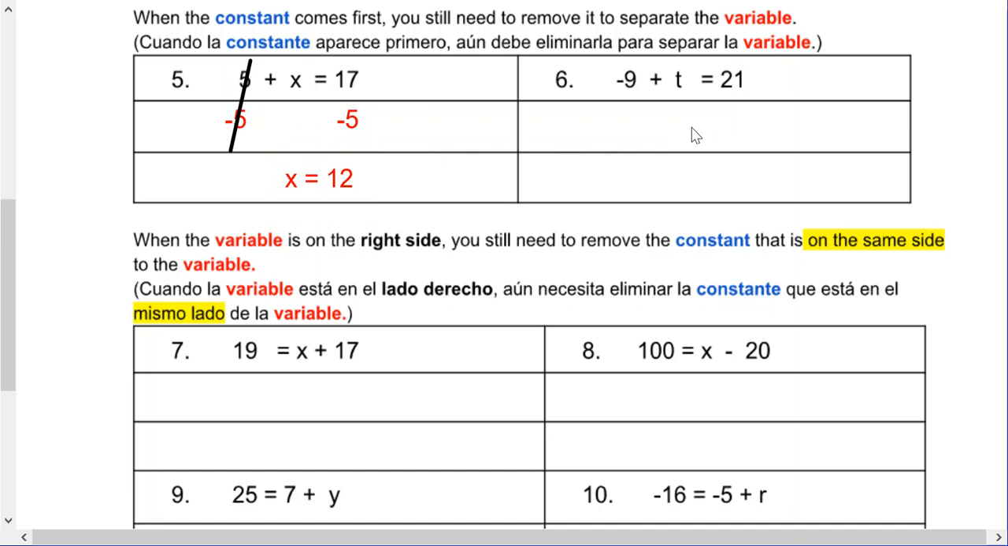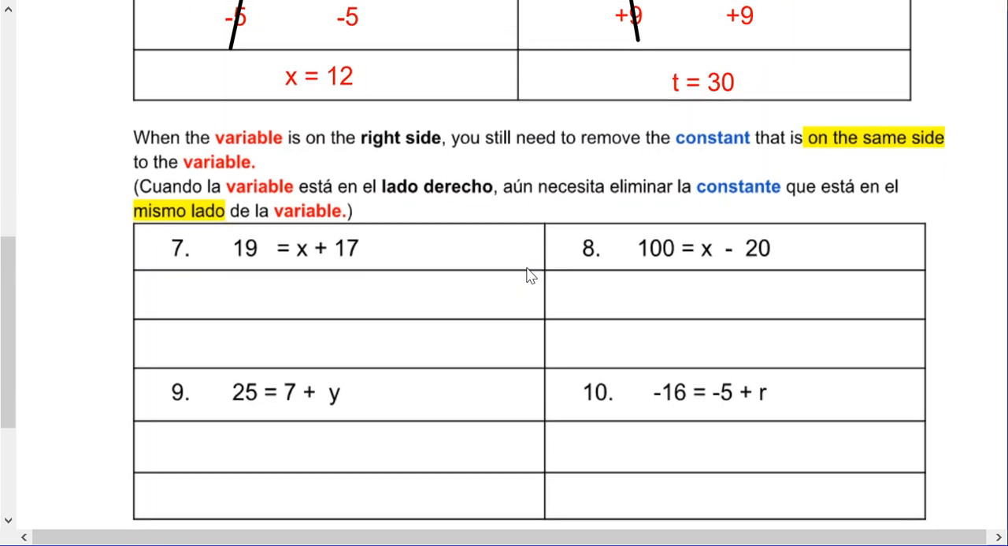The next question, negative 9 plus t is 21. The variable is t. Which number is next to the variable on the same side? It's negative 9. To undo negative 9, you have to do plus 9. So when you do plus 9 on the left side, you have to do plus 9 on the right side. Negative 9 plus 9 is cancelled. You are left with t equals 21 plus 9 is 30.